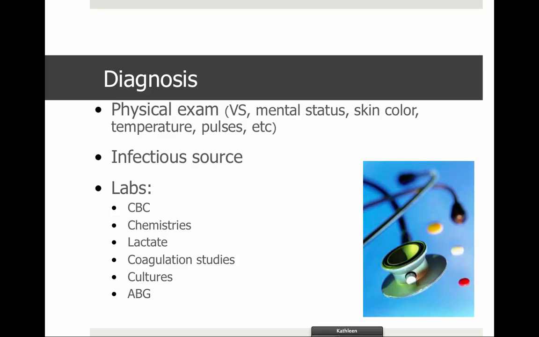Mental status is key. That's a system. Neurologic. Skin color is another system. The color of the patient, temperature, pulses. We're looking at vascular. How are they perfusing? We're looking at, is this an infectious cause? Is this septic shock that's causing this? So do they have a cellulitis? Do they have a pneumonia?